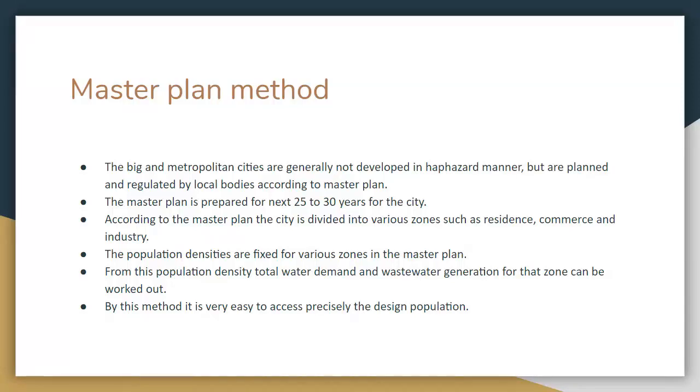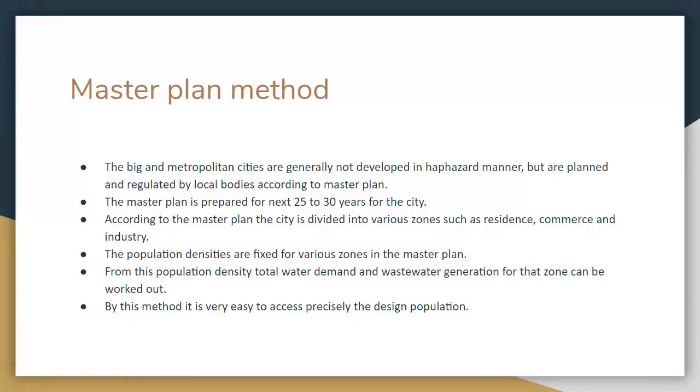There will be separate residential areas, separate industrial areas, and separate commercial areas, and we can predict the population to be developed or grown in those cities. The maximum population will be predicted for that city, and we can easily calculate the water demand by forecasting the population. Big and metropolitan cities are generally not developed in a haphazard manner. The master plan is prepared for the next 25 to 30 years of the city.